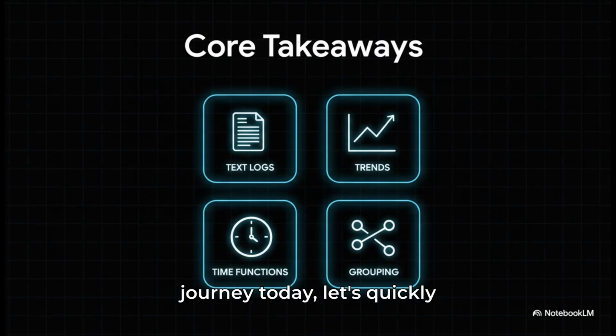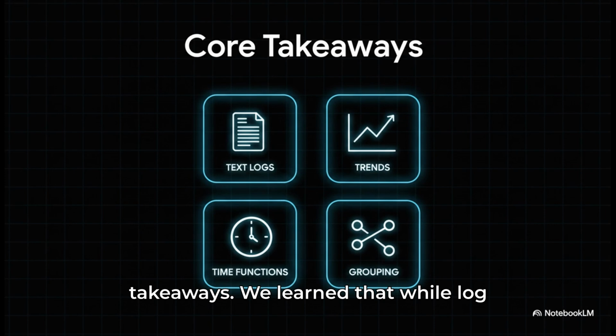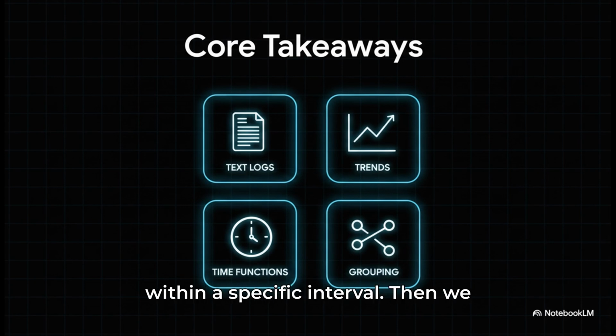To wrap up our journey today, let's quickly summarize the core technical takeaways. We learned that while log queries give you raw text, metric queries give you actual trends. We used count_over_time to understand our raw log volume within a specific interval. Then we swapped to the rate function to normalize that volume into a fast per-second speed. And finally, we grouped our results using sum by to instantly pinpoint the failing component. We went from a chaotic, panic-inducing wall of text to a clean, highly actionable observability metric.